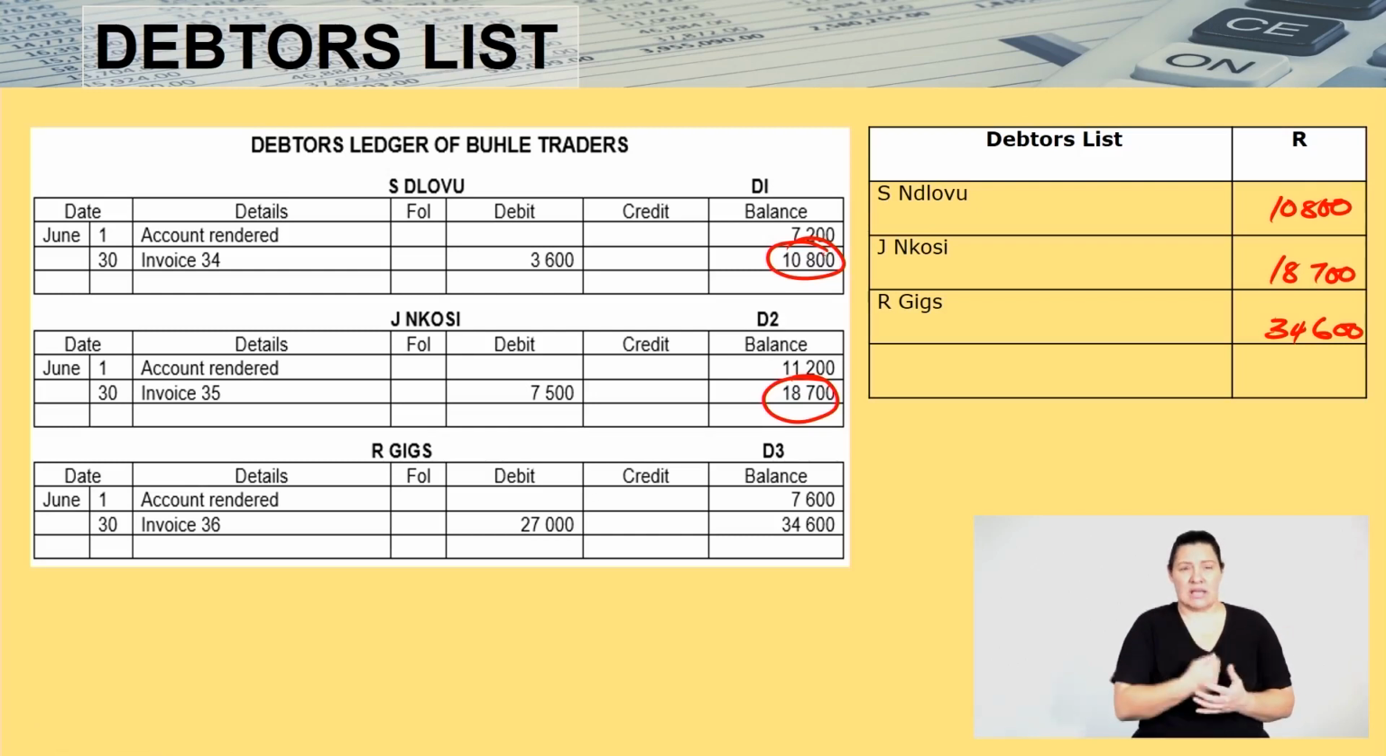And then you are now saying, I'm going to call the figures out for you. You're adding 10,800 plus 18,700, which is Jane Nkosi, plus 34,600, which is Ryan Giggs. And then you end up with 64,100. That becomes your debtors list total. All right. Now, after you have gotten your total, then you are done there.